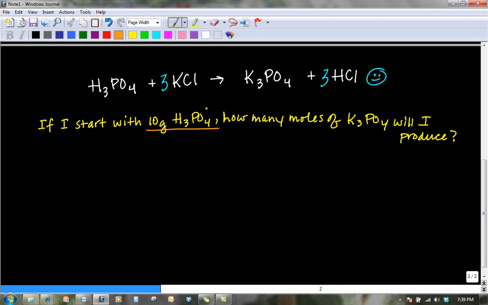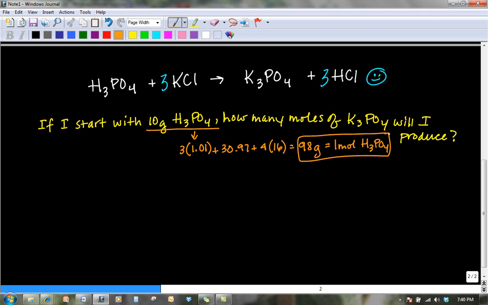And since I've got grams of this compound, I know that I'm going to have to use the molar mass of that compound. So immediately calculate the molar mass. I have 3 hydrogens, so that's 3 times 1.01, and I find that on the periodic table. I'm going to add that to the mass of phosphorus, which is 30.97, and add that to 4 times 16 for my 4 oxygens. When I add all of that together, I get a molar mass of 98 grams, which is equal to 1 mole of H3PO4.